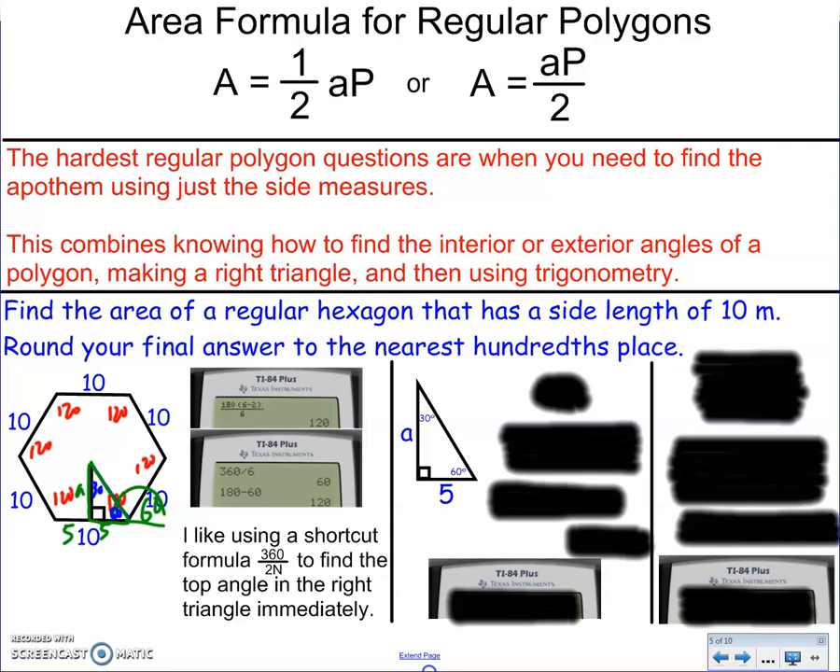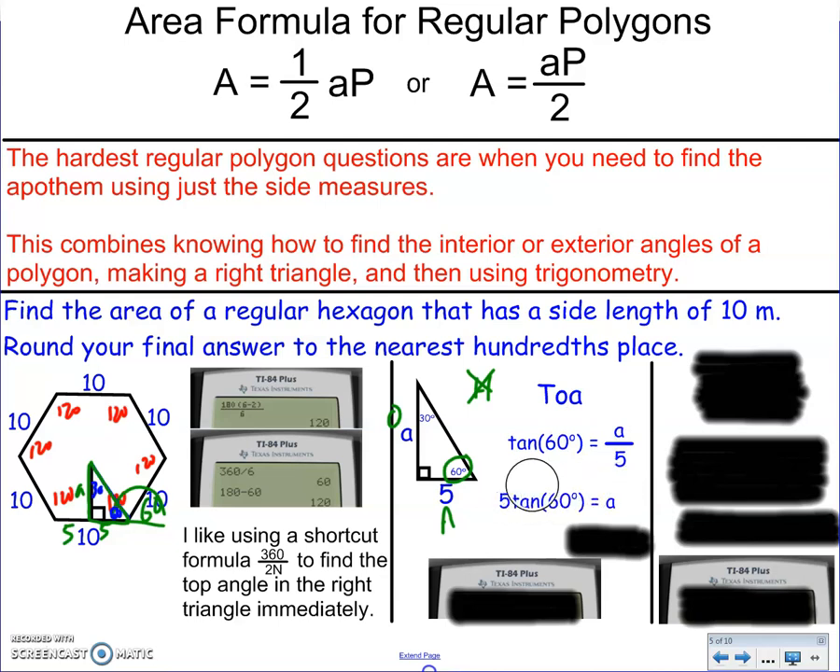You can use special right triangles, the 30, 60, 90 pattern, x, x√3, 2x. But I use trigonometry. So let's say you start at 60. I have H, A, O. I'm not using H, so I'm using SOH CAH TOA, and we're using TOA. Fill it in. Tangent of the angle. Tangent of 60 degrees equals opposite over adjacent, so it's apothem over 5. Multiply both sides by 5 to get rid of the denominator fraction. A is by itself. That's good. Type in the calculator. We get this.